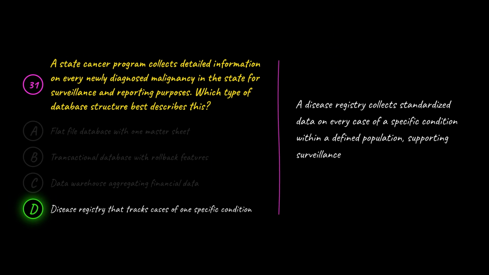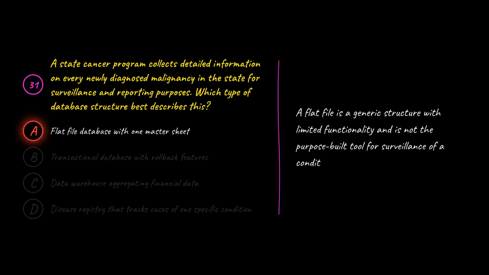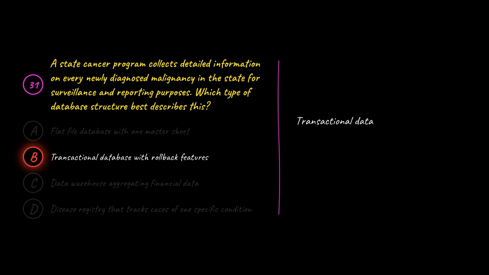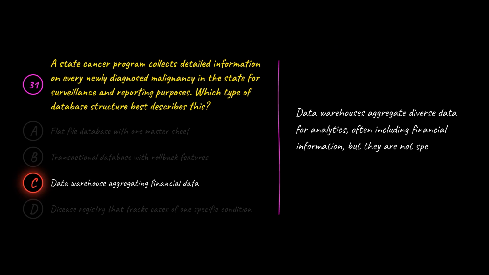A cancer registry is a long-standing example. The case-specific design is what separates registries from broader databases. A is wrong because a flat file is a generic structure with limited functionality and is not the purpose-built tool for surveillance of a condition. B is wrong because transactional databases focus on real-time operations such as order entry, not population-level disease tracking. C is wrong because data warehouses aggregate diverse data for analytics, often including financial information, but they are not specific to a single condition the way a registry is.